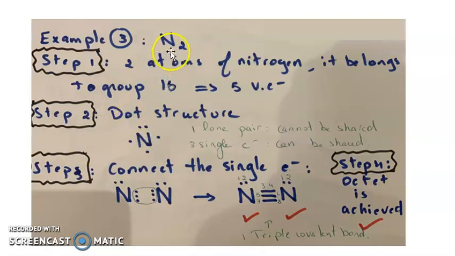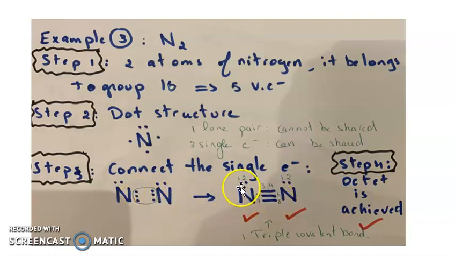Example 3, nitrogen. You do the same steps as fluorine and oxygen. This is the structure of nitrogen. You have 3 single electrons, total 5 valence. This is your lone pair, non-bonding. So you have sharing of 3 single electrons from each nitrogen. You just face them towards each other. Then you connect the 3 pairs.